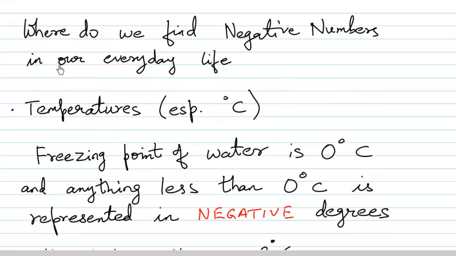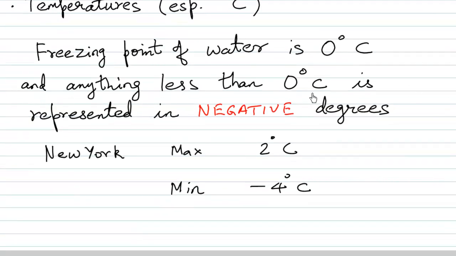But many of us may be wondering, where do we actually use negative numbers? In our everyday life, we do not say, oh, I'll give you -5 rupees or something of that sort. But in our everyday life, we indeed use negative numbers. For instance, in temperatures, especially in degrees Celsius. We all know that the freezing point of water is 0 degrees Celsius, and anything less than 0 degrees Celsius is represented in negative degrees Celsius.